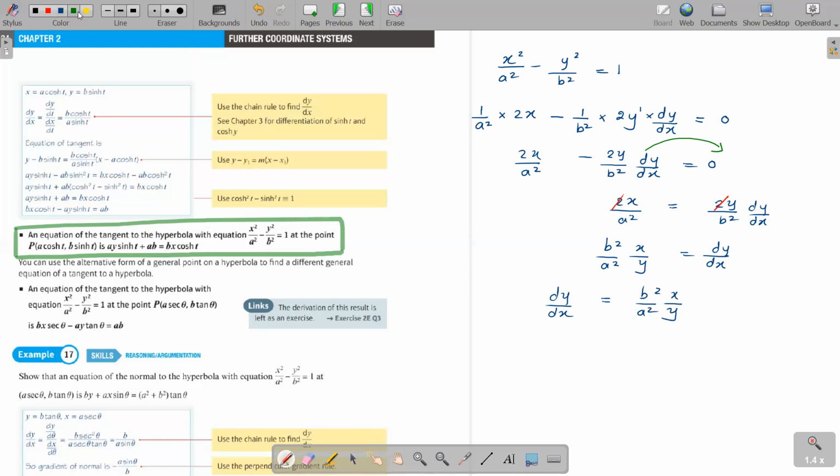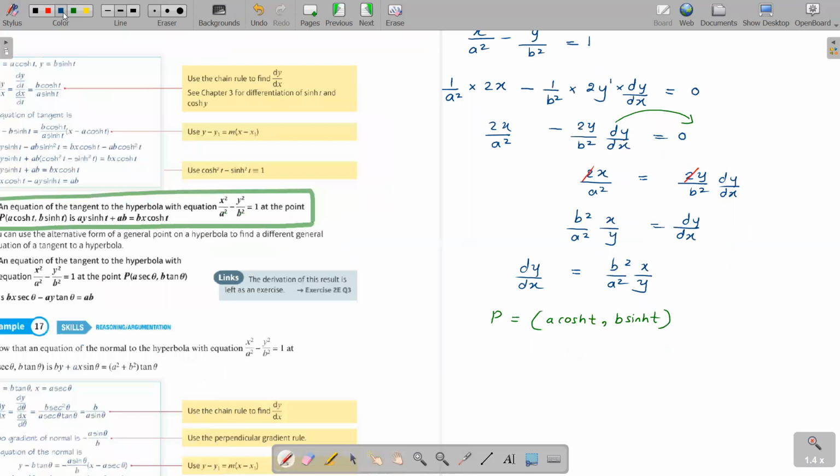What are our coordinates? P is (a cos t, b sin t). Okay, let's substitute the values and get the proper gradient of the tangent. So dy by dx of the tangent is, what is it? B square over a square. What's our x value? X is a cos t and y is b sin t. So this is the gradient of the tangent basically.